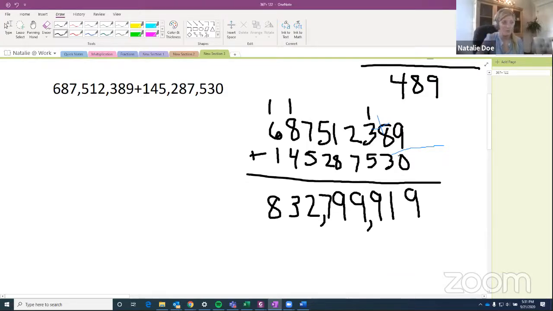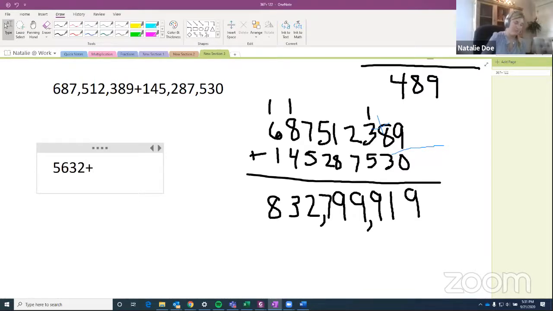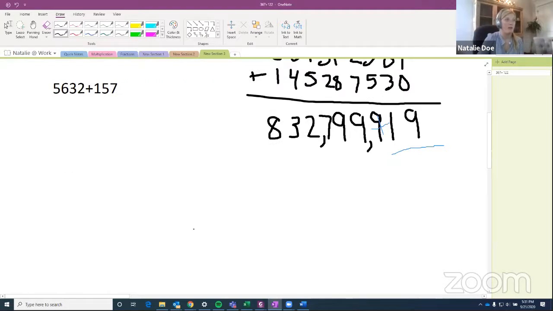Now, one thing you have to be careful about. These numbers were a little bit easier because they're the same length. So what if instead I wanted to add 5,632 plus 157? This is a little bit different because they're not the same length. So when you line them up, the important thing is you have to line up the ones first.